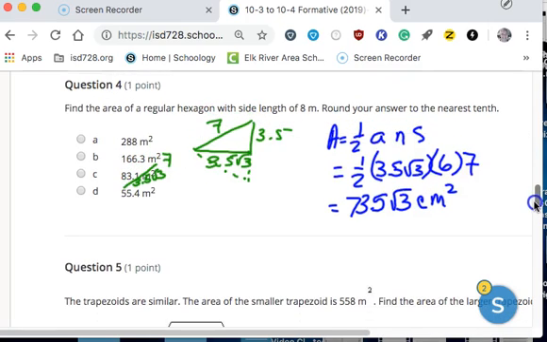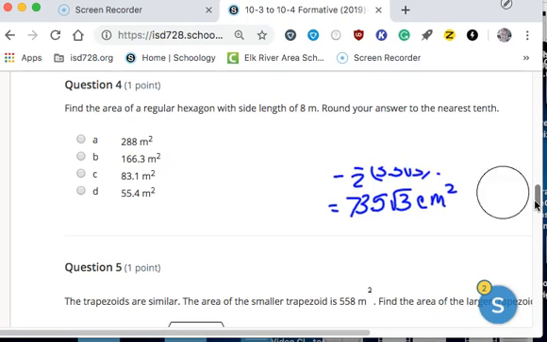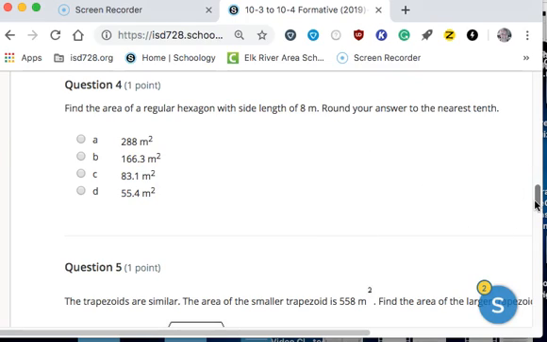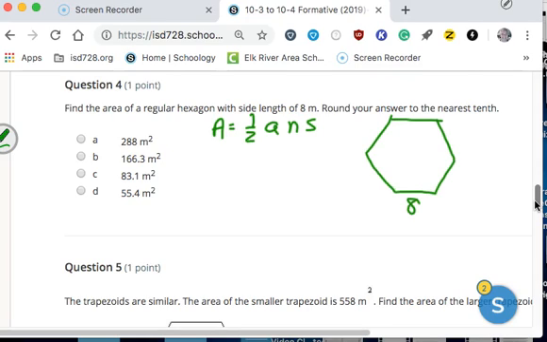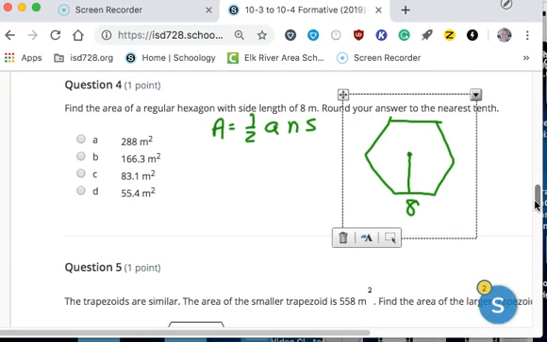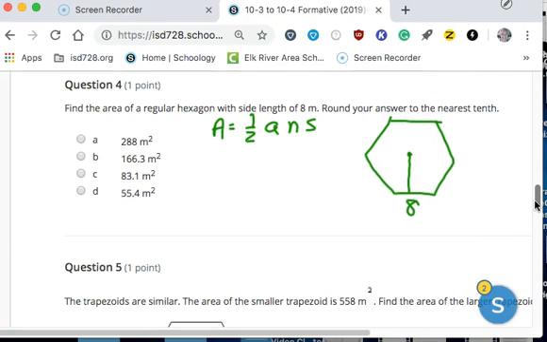In problem 4, I'm talking about finding the area of a regular hexagon with a side length of 8. Round your answers to the nearest tenth. Okay, regular hexagon. Remember, when we give you something without a picture, it makes it more difficult. So keep in mind, it's a regular hexagon. Okay, side length 8. That means my apothem, half of 8, and my apothem really isn't a great spot. My apothem, let's try to fix that.